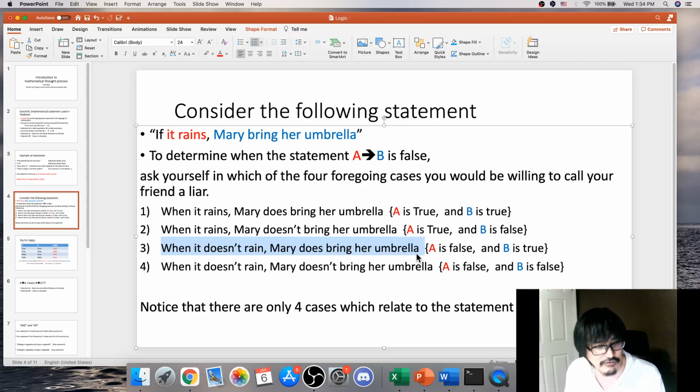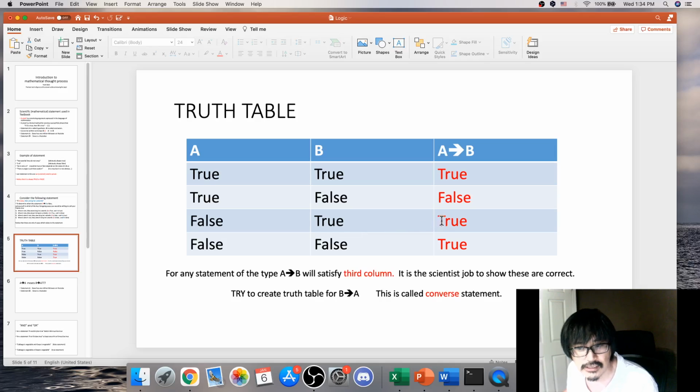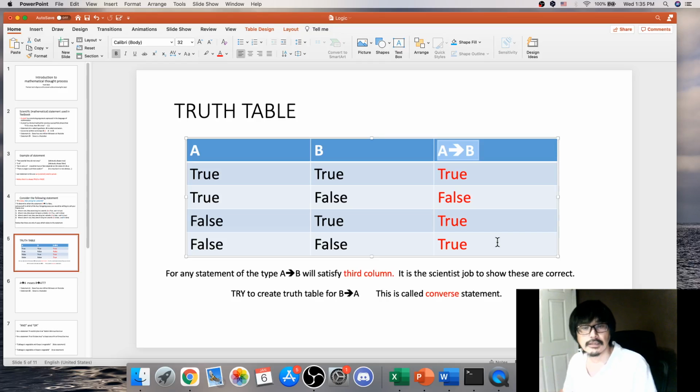You would be uncomfortable calling your friend a liar in this case, right? Because if it's not raining, then you can't do anything about this statement, right? So in both cases like this, it's going to be a true statement. So A implies B always has true-true become true, true-false become false, and then false-true and false-false become true and true. So that's how the truth table actually works.